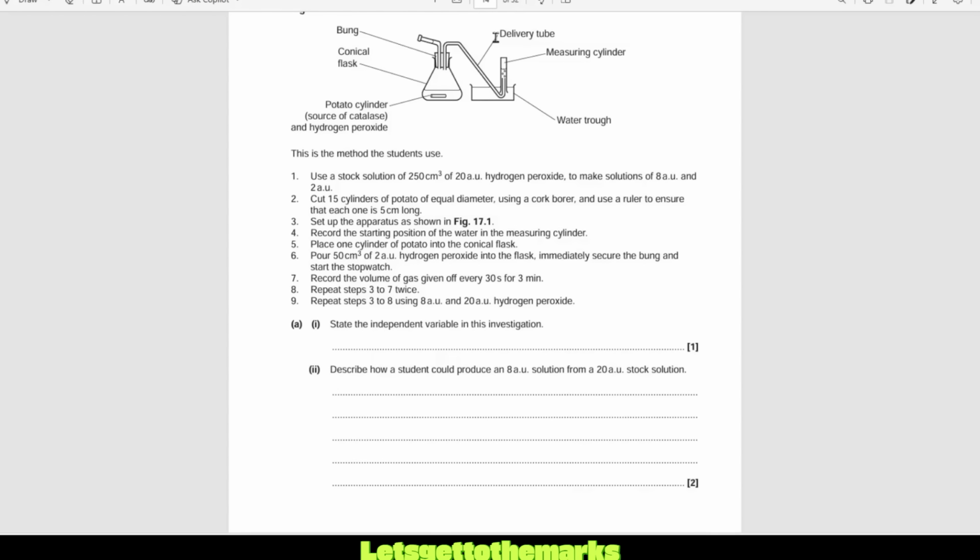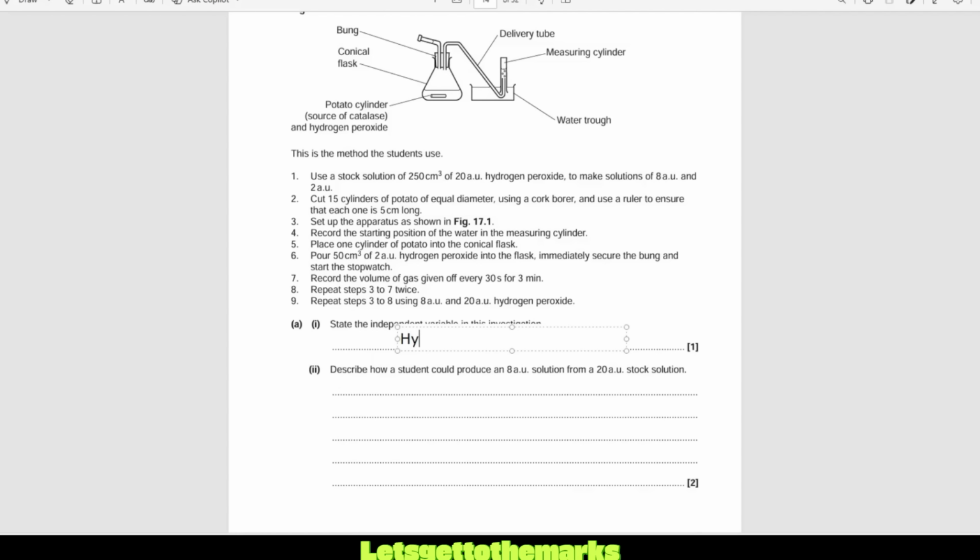The dependent variable would be the volume of oxygen given off because that is dependent on the reaction, the actual chemistry or biology that's going on. What's independent of the investigation, down here right at the end, is the concentration of hydrogen peroxide. That is not being controlled by the investigation. That's being controlled by the scientists. So we want to say hydrogen peroxide concentration for that first one, and that will get you the mark.